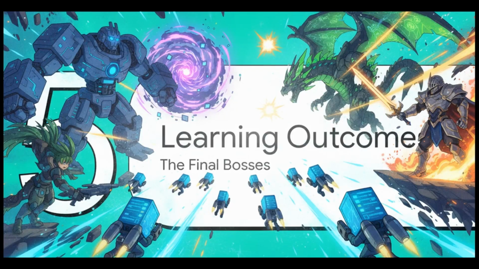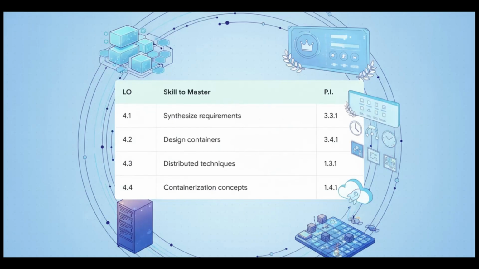And finally, we've arrived at Section 5, mastering core learning outcomes, the final bosses of this module, if you will. So, synthesizing all these concepts really leaves us with 4 concrete capabilities. First off, you've got to be able to synthesize the strict requirements for your edge-based Docker and Kubernetes deployments. Once you've got that, you move on to actually designing the lightweight containers tailored specifically for those tightly constrained systems.